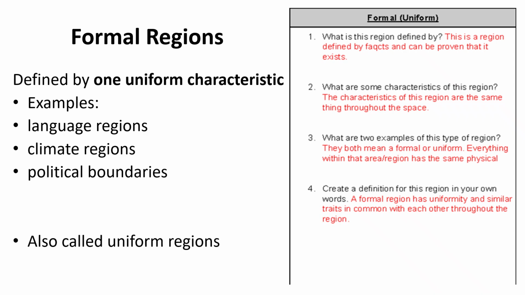North America is mostly English, except for that tiny little part of Canada that loves its French in Quebec. Climate regions, areas that are going to be regionally hot, they sit at the equator. Areas that are going to be regionally cold, they sit more at the poles. Political boundaries, borders around a region, city limits of a town or state. Please remember, I'm going to say it again, formal regions are also called uniform regions because of those uniform characteristics.